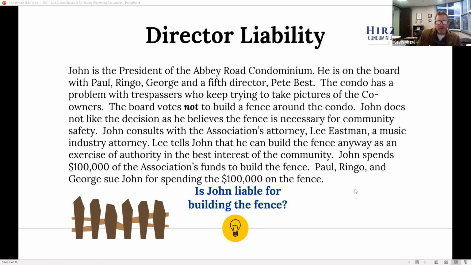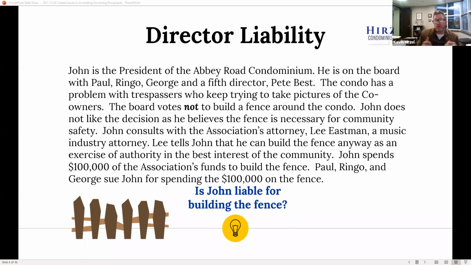Sticking with Abbey Road, we have John as the president of the Abbey Road condominium, and he'd really be president of the association. John is the president. He's on the board with 4 other individuals: Paul, Ringo, George, and Pete Best. And then there's a bonus question at the end related to Pete, but there's 5 of them. And they always have people trying to take pictures of them. It's very annoying to all of them.